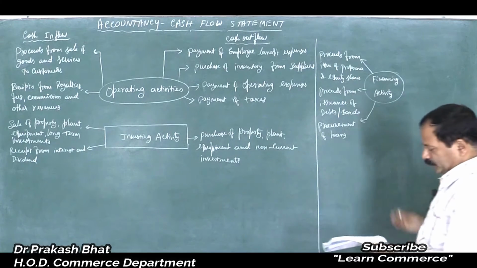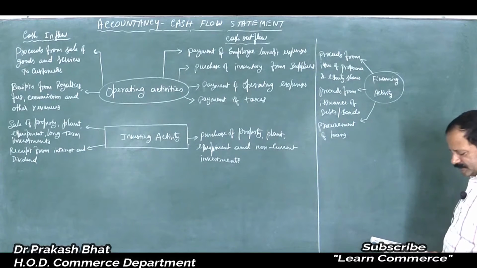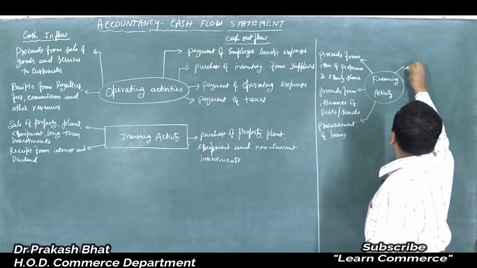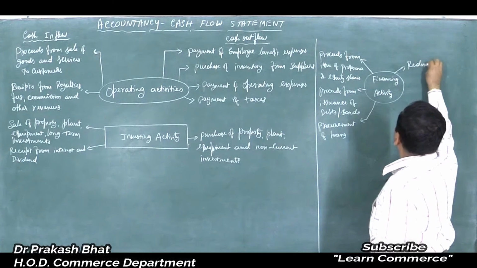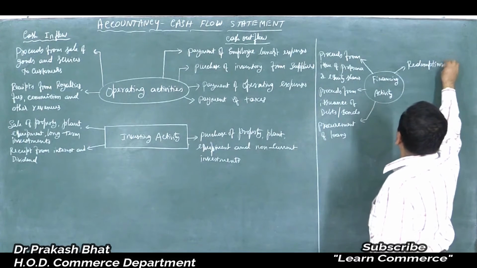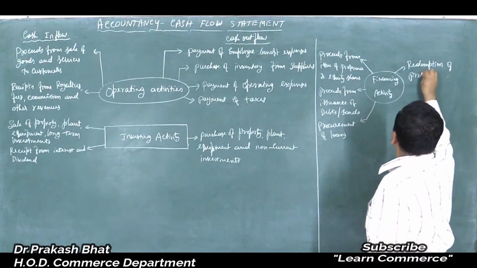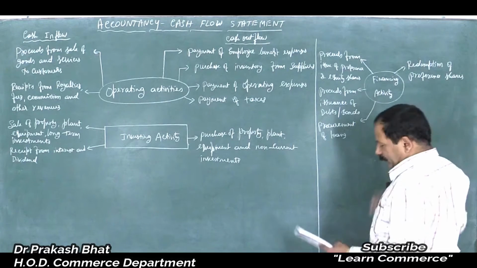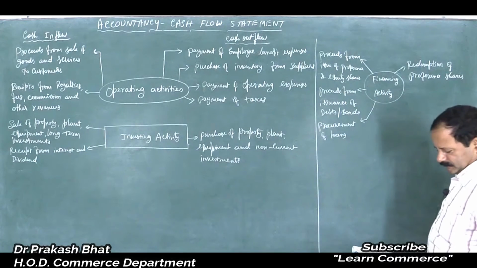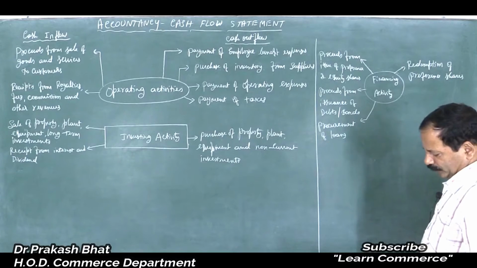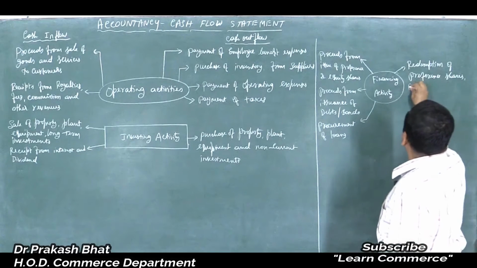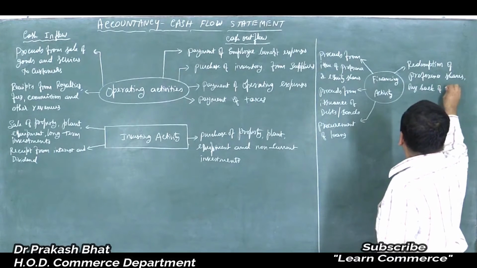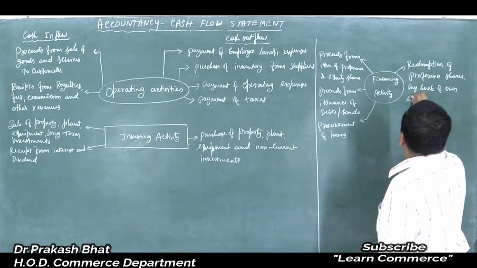Moving on to the outflows under financing activities. Redemption of preference shares. Then buyback of own equity shares.